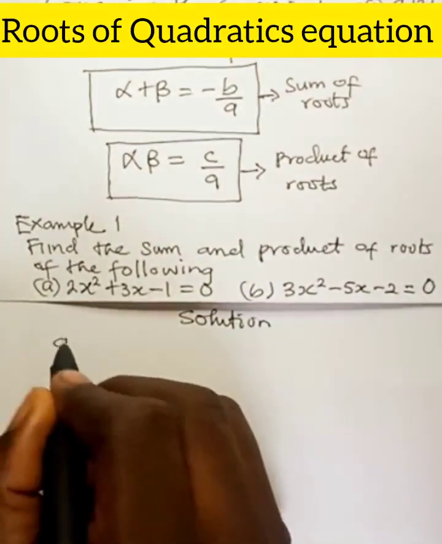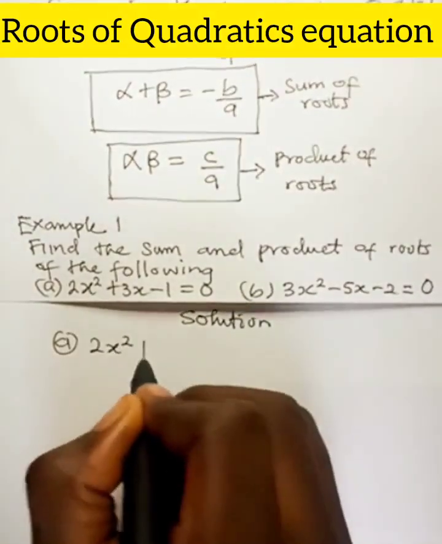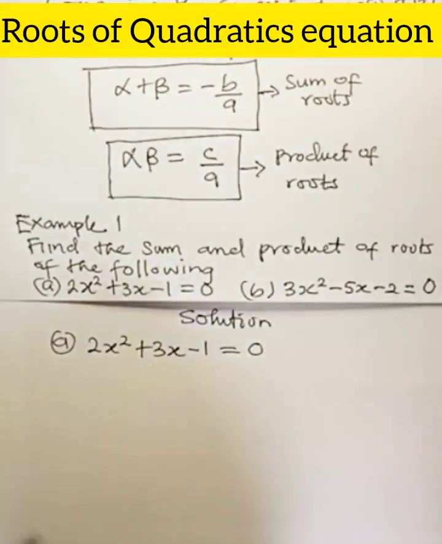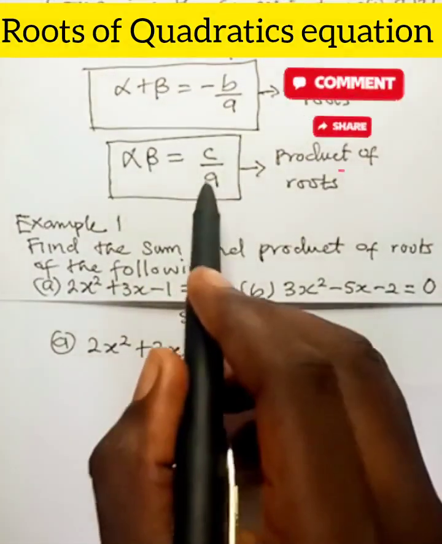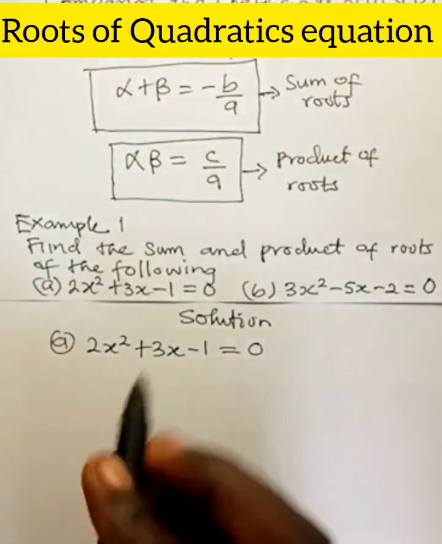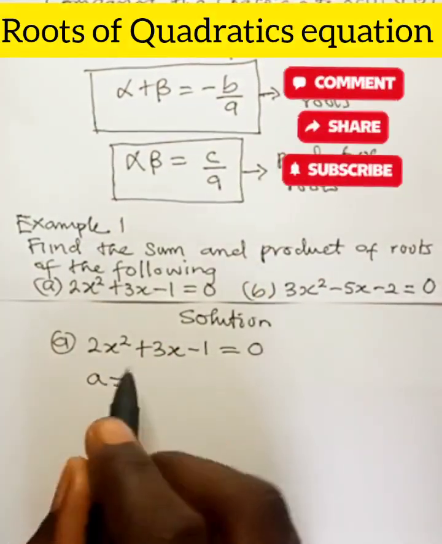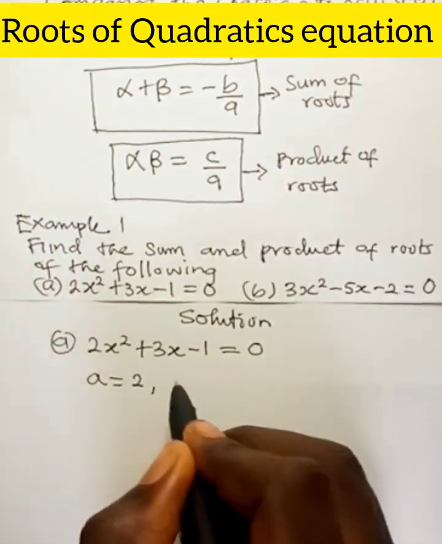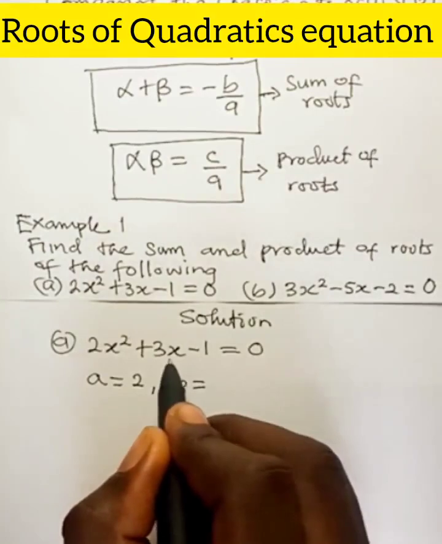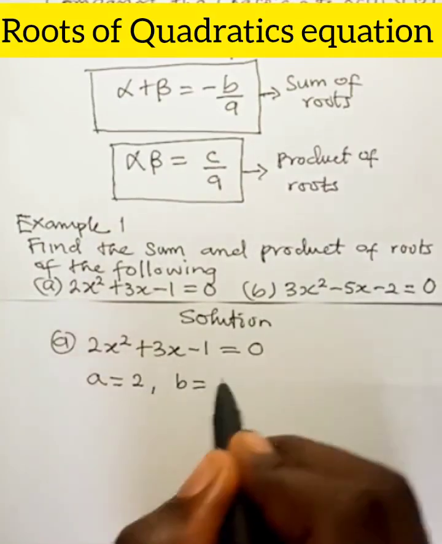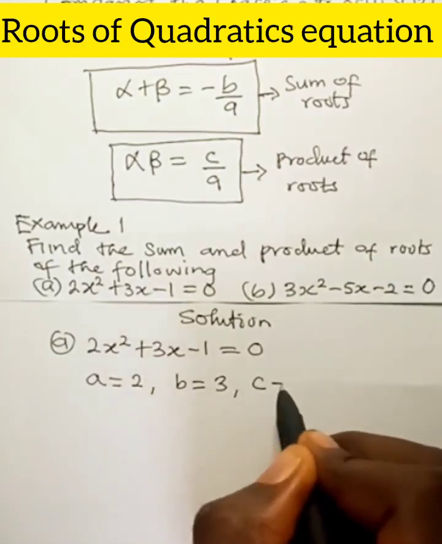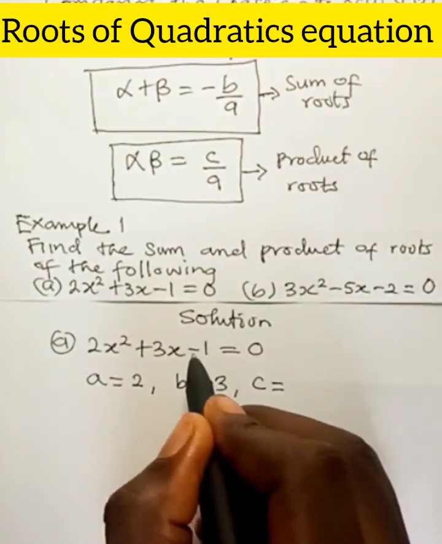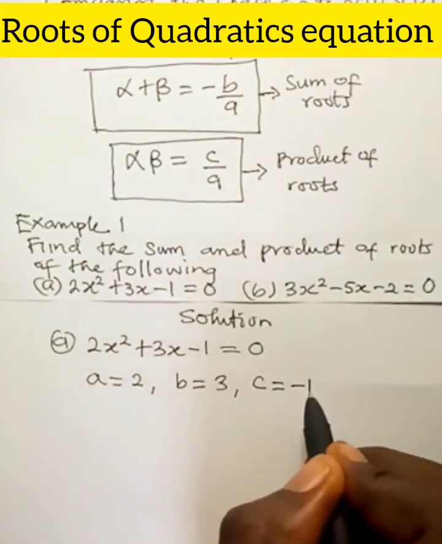Now, A, we have 2x² + 3x - 1 = 0. So we need to bring out the values of a, b, and c. In this case, a is the coefficient of x². The coefficient of x² is 2, so we put down 2. Then the value of b is the coefficient of x, which is +3. Put 3 down. Then to get c, c is the constant term, and the constant in this case has a negative sign, so you include the negative: -1.